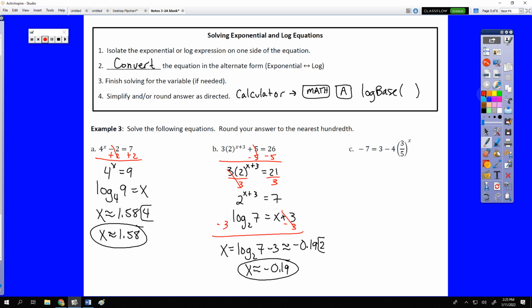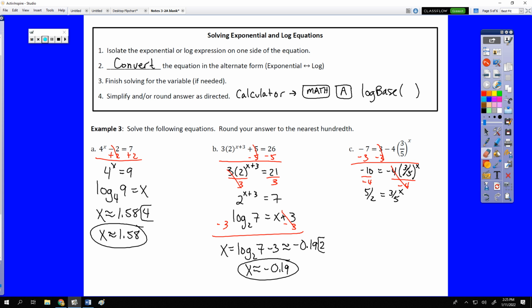Okay, next one, we would subtract 3 from each side, which would give us negative 10 equals negative 4 times 3/5 to the x power. Then we would divide each side by negative 4, which would give us 5/2 equals 3/5 to the x.